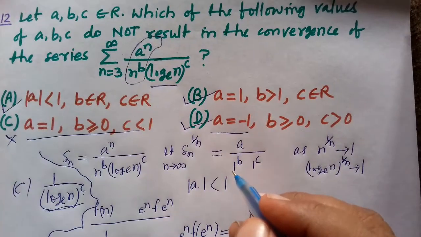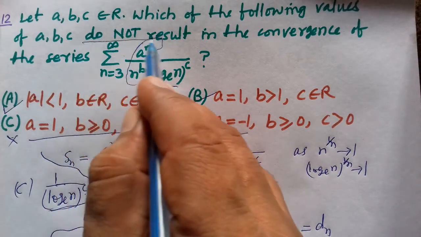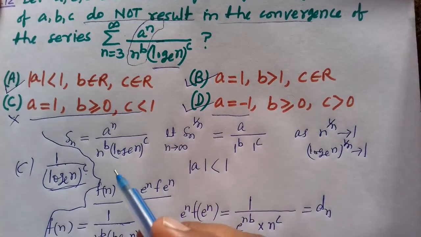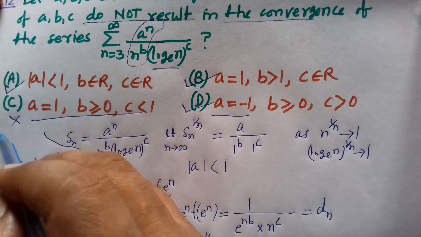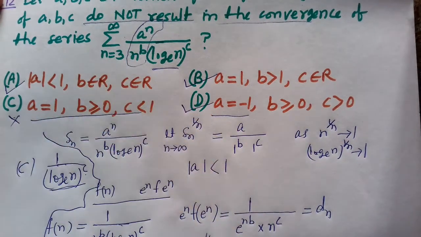But here in the question we have to see which do not result in the convergence. So to choose the right option we have to choose C, because C does not result in the convergence of this series. So C is our correct option.